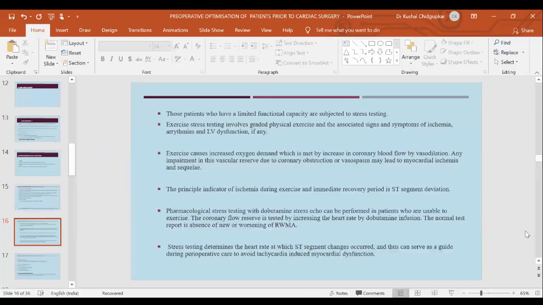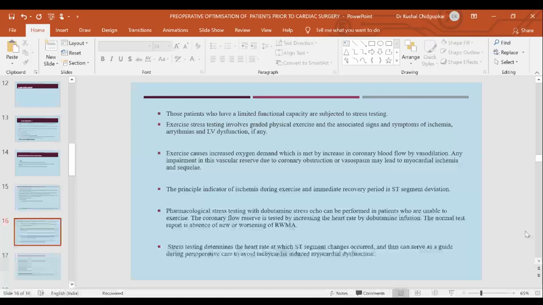The test is stopped when the maximum heart rate is achieved, or the patient develops any symptoms or signs suggestive of myocardial ischemia, or the patient complains of chest pain.